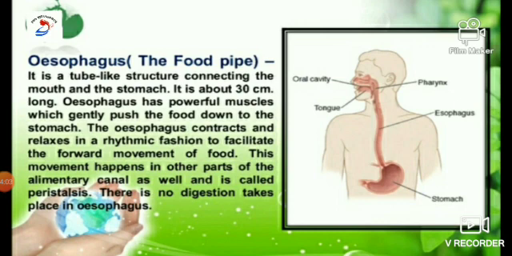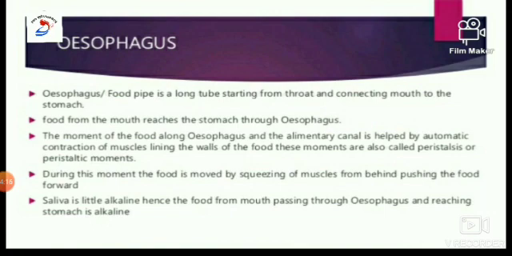In general, from the mouth the food reaches the food pipe, which is otherwise called the esophagus. What do you mean by peristalsis? You have to read this definition from the slide. Next, again we'll talk about this food pipe. It is a long tube starting from the throat and connecting the mouth to the stomach. Food from the mouth reaches the stomach through the esophagus.